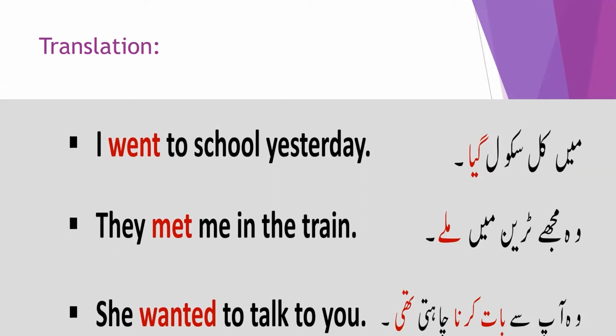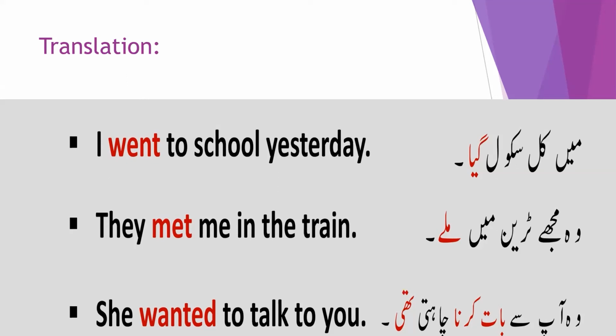मैं कल स्कूल गया. इसमें पहले तो कल जो वर्ड है मीन्स yesterday, ये इंडिकेट कर रहा है कि ये काम हो चुका है, मीन्स this action is done in the past. I went to school yesterday. गया मीन्स went, सेकेंड फॉर्म आएगी इसमें. वो मुझे ट्रेन में मिले. They met me in the train.